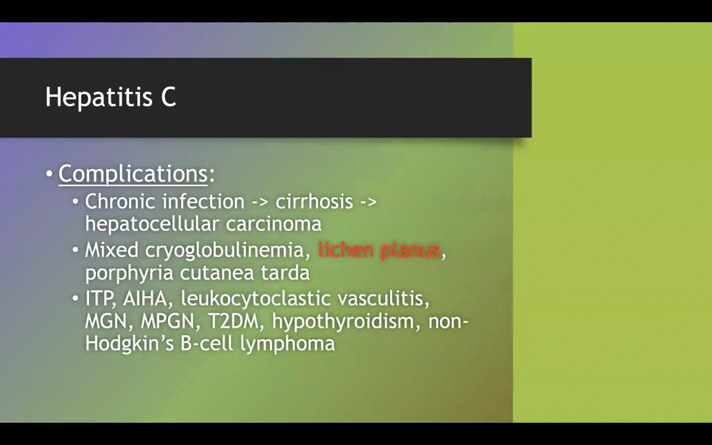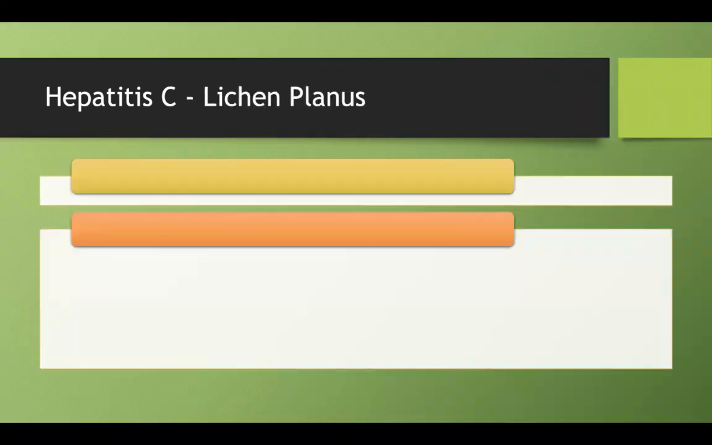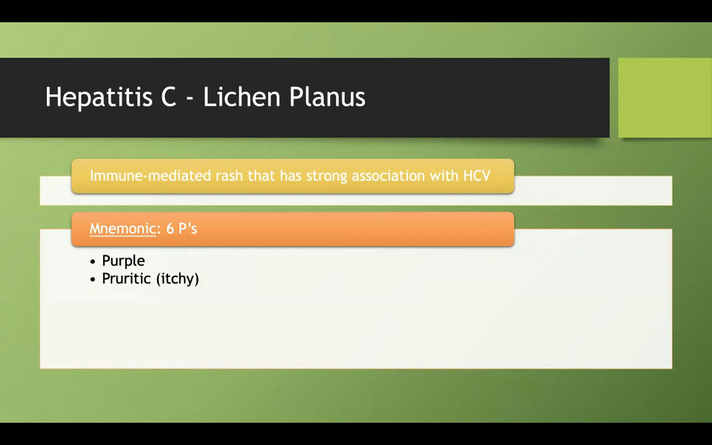Before we move on from Hep C complications, I do want to talk about a skin condition called lichen planus. Lichen planus is an immune-mediated rash with a strong association with hepatitis C. How this is commonly recognized in study resources, they like to give this mnemonic of the 6 Ps. So the lichen planus rash will usually be purple. It'll usually be very pruritic or itchy.